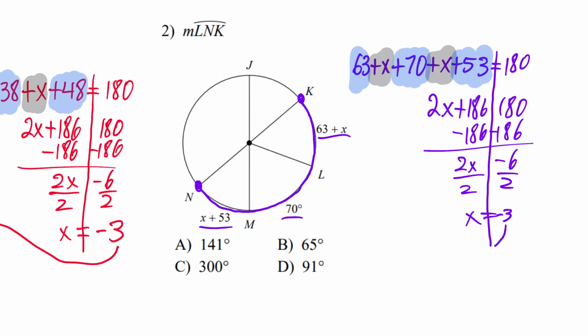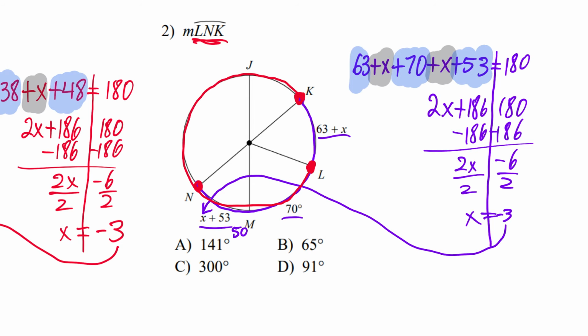All right, so I'm going to take this negative 3 and plug it in right here. What's negative 3 plus 53? 50. It's 50. Now on this one, notice it's asking for LNK. Okay, so oh, whoops, I looked at that wrong. We did not need that. Okay, I'm sorry. We need LNK, so LNK is all the way from here to here. So really I should have plugged in that negative 3 right here. I was looking at that wrong.